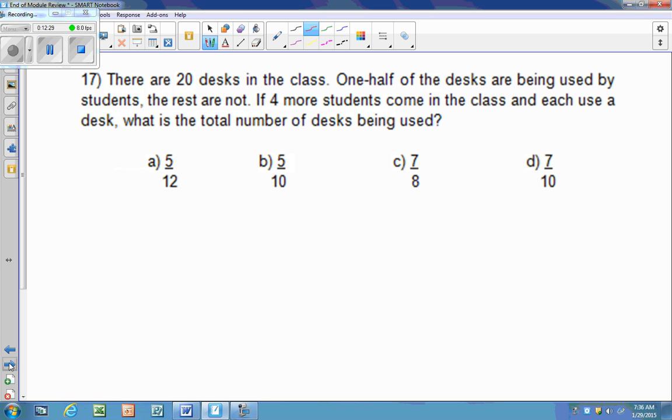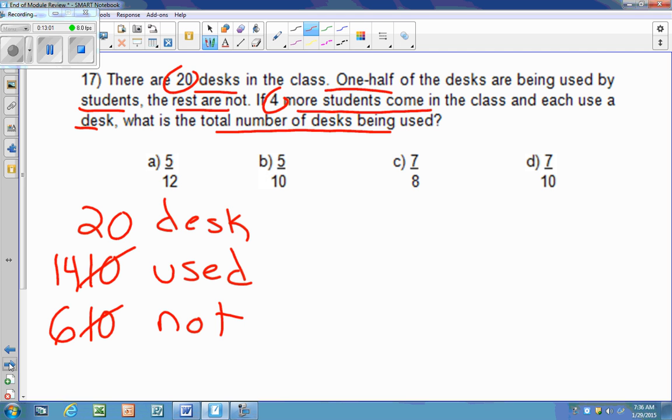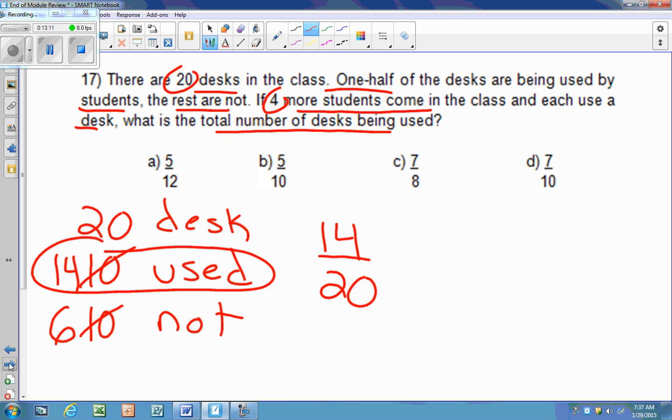Next, there are 20 desks in the class. 1/2 of the desks are being used by the students and the rest are not. If 4 more students come in the class and each use a desk, what's the total number of desks being used? So we have 20 desks to start. Half of them are being used, so 10 are used, which then tells me that 10 are not. 4 more students come into the class and they need desks, so we're going to add 4 to here and take 4 away from here. What is the total number of desks being used now? It should be 14, but it's 14 out of what? It's 14 out of the total of 20. And now I can simplify that and I end up with 7/10, so my answer is D.